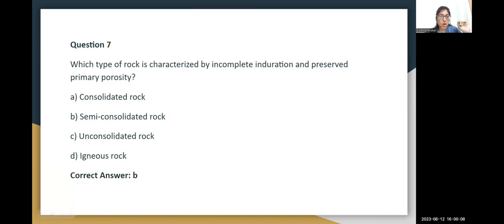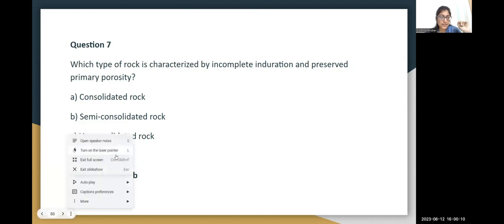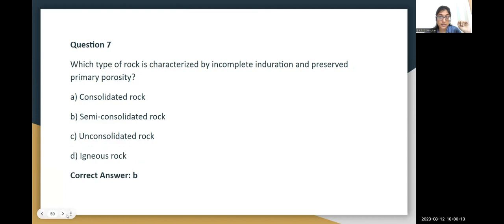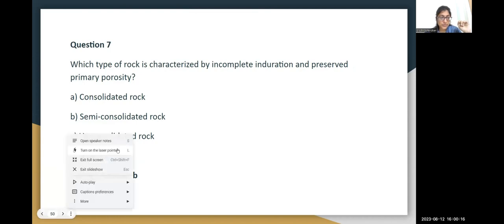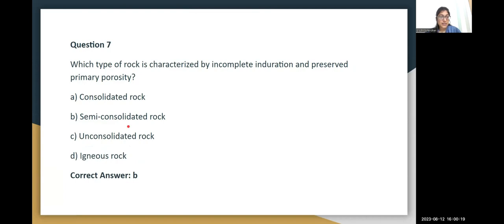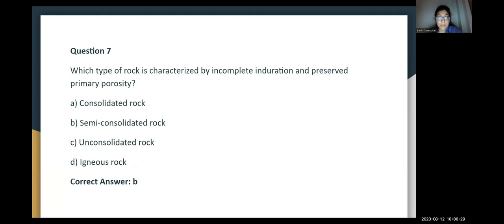Now, which type of rock is characterized by incomplete induration and preserved primary porosity? The correct option is B, semi-consolidated rock. Yes, the answer to the previous question is confined aquifer. Just a second. Okay, so which type of rock is characterized by incomplete induration and preserved primary porosity?